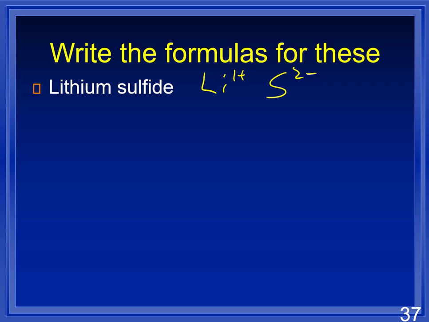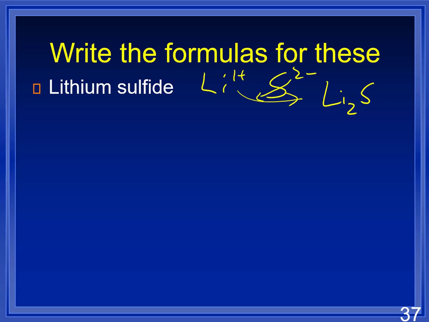Do those add up to 0? Nope. So if I take this 2 and write it there, and the 1 right there, I don't bother writing 1s. I get Li2S. And that would add up to 0, because Li is 1 plus and 1 plus, and a 2 minus, those cancel out.